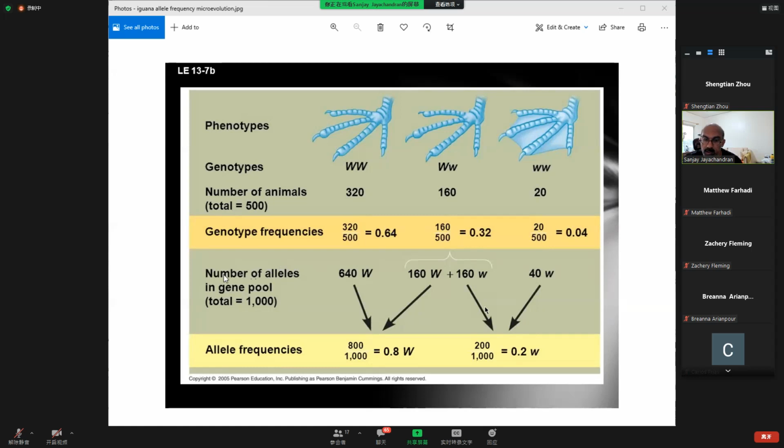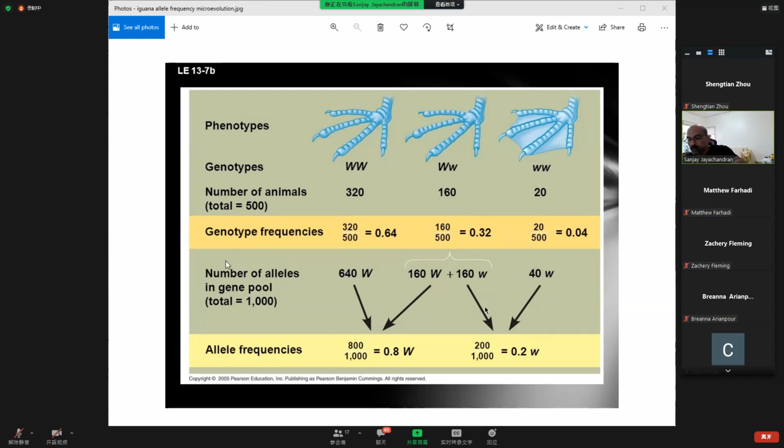Okay, now we want to calculate the number of alleles. Now, when I say allele, that is a form of a gene. That's the individual letters, the big W or the little w. So I want to know how many total big Ws and little Ws separately are floating around in that population of animals. So remember, you have 500 animals. Each animal is going to have two alleles, right? Either big W, big W, big W, little W, or little W, little W. So we're going to count them all up, right? So if you multiply 2 times 500, you get 1,000.